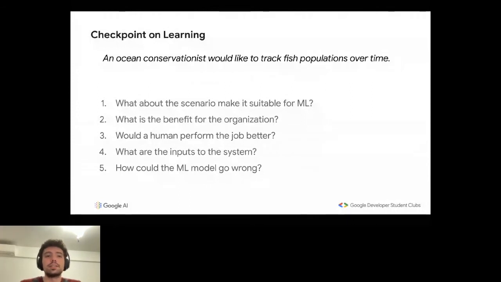So let's talk about this a bit together. So we have an ocean conservationist, right? So a person who's very interested in the, we can call it health, I guess, of the ocean. And they would like to track fish population over time.